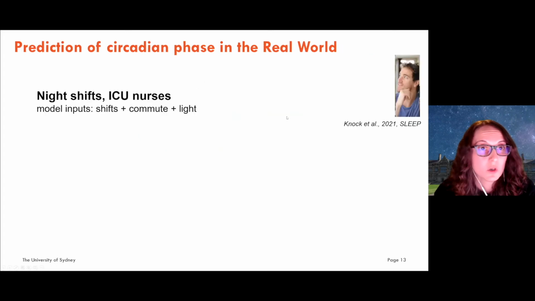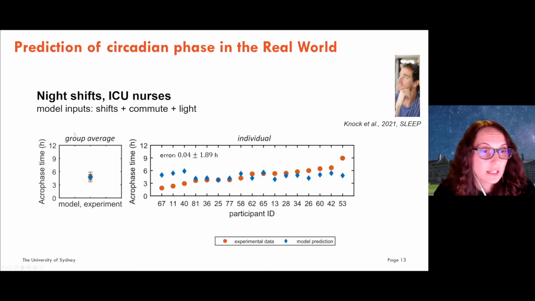And we have used this model for prediction of circadian phase in real-world shift work, where we had the data from nurses working shifts in ICU. And we used the model to predict circadian phase with the only inputs to the model being shift schedules from each nurse, their commute times, and the light. And what we found is that we can predict the phase really quite well for the group average.